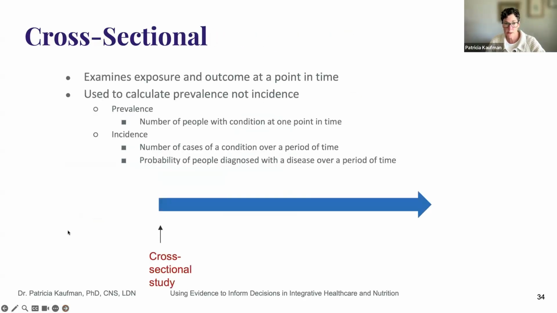Cross-sectional, remember, is a point in time. It's used to calculate prevalence. When you see the prevalence of COVID or the prevalence of type 2 diabetes, they're using cross-sectional information. It's not incidence, because incidence is the number of cases of a condition over a period of time. Prevalence is the number of people with a condition at a point in time. So prevalence, point in time; incidence, condition over time.